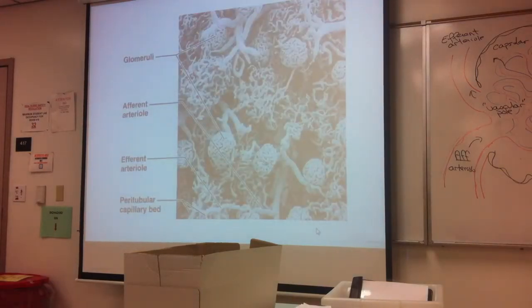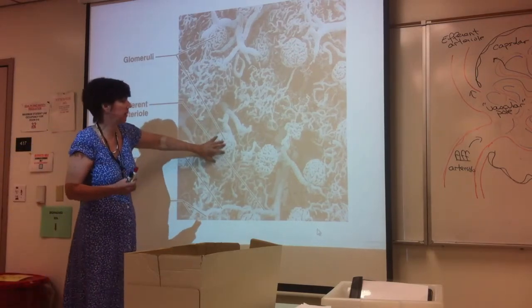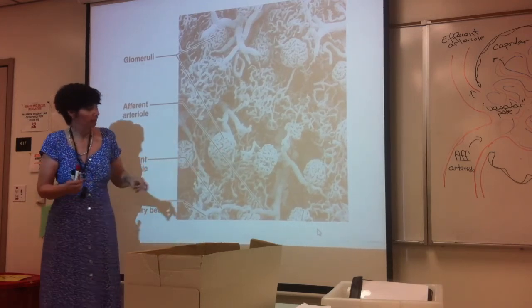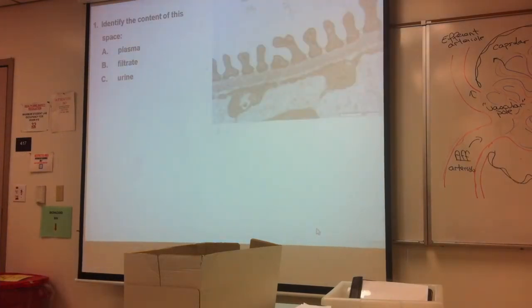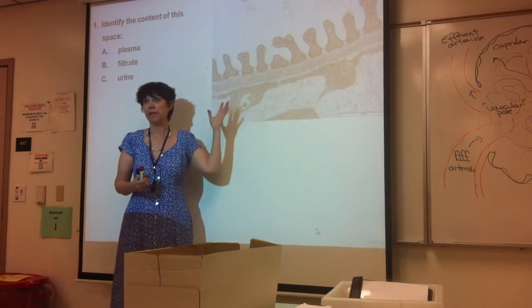Now this is a scanning electron micrograph of just the glomerulus. So we have the afferent arteriole, and then the smaller efferent arteriole, and the nephron structure is removed. So now let's look at the relationship between those two. So one of these fluids is plasma, and one is filtrate.